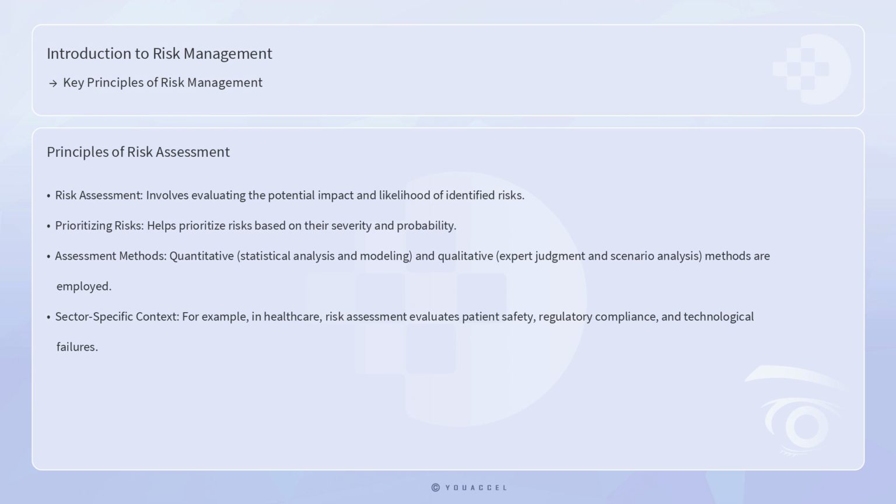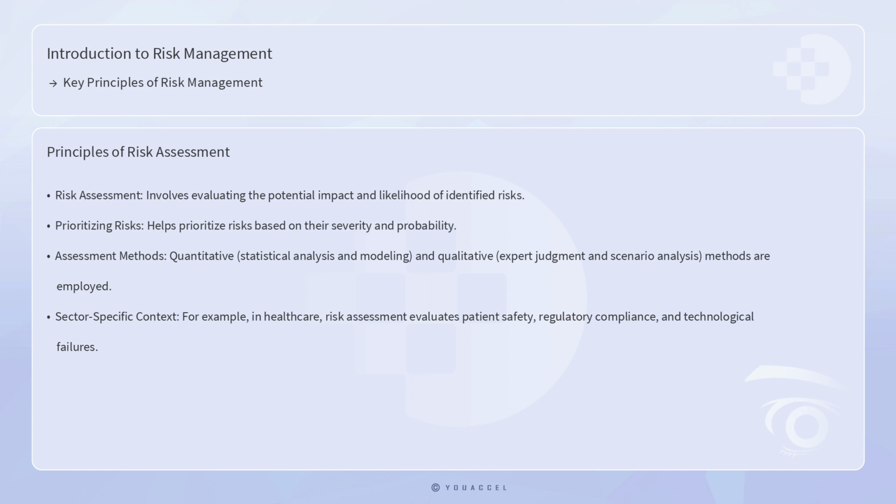Once risks are identified, the next principle is risk assessment, which involves evaluating the potential impact and likelihood of identified risks. This assessment helps prioritize risks based on their severity and probability. Quantitative methods, such as statistical analysis and modeling, as well as qualitative methods, such as expert judgment and scenario analysis, are employed in this phase.